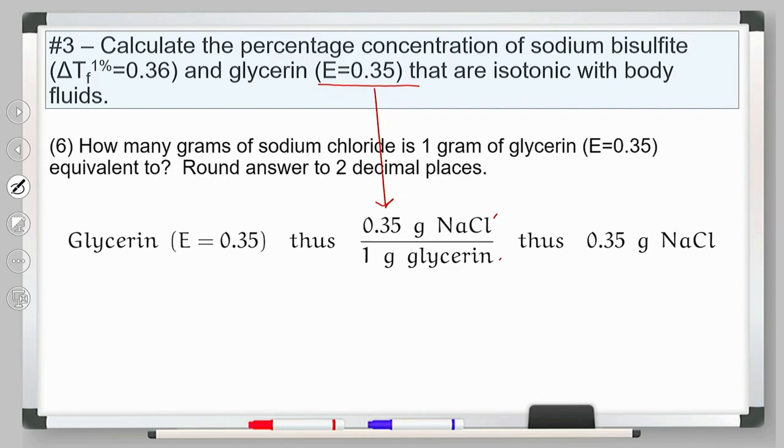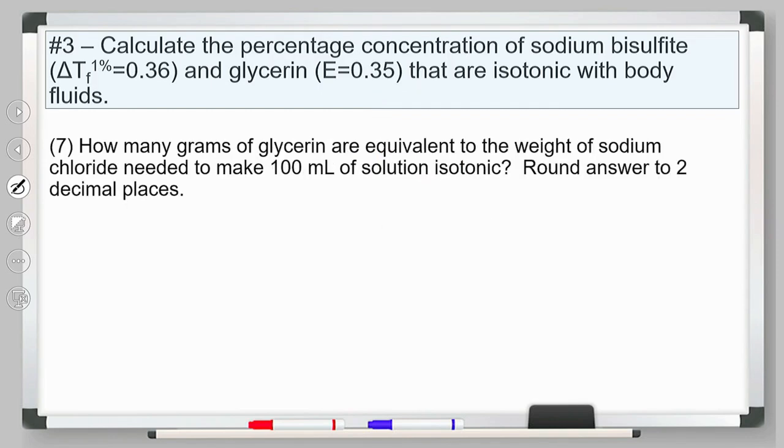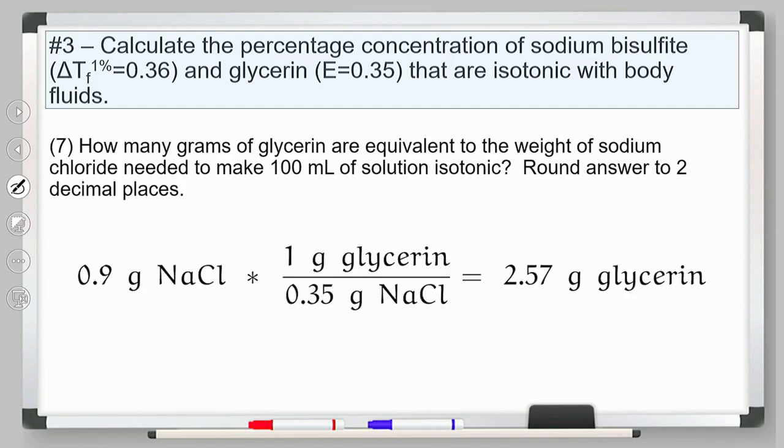You must be able to take your E value and set up that ratio. So you could say, I get 0.35 grams of sodium chloride equivalents for every gram of glycerin. Because the whole point of leading up to this is, if I want to make a solution isotonic with glycerin, and I'm going to make 100 mils, how much glycerin do I need to make it isotonic? Well, I know that it takes 0.9 grams of sodium chloride. Do you remember that?